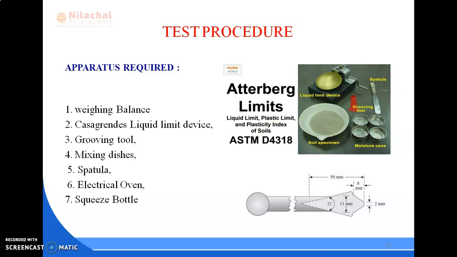So the Casagrande tool cuts a groove 2 mm wide at the bottom, 11 mm wide at the top and 8 mm high, while the ASTM tool cuts a groove 2 mm wide at the bottom, 13.6 mm at the top and 10 mm deep. And the ASTM tool is used only for more sandy soils, where the Casagrande tool tends to tear the sides of the groove. So as per our requirement, we use the grooving tool. This is a grooving tool. So as per our requirement, we choose any one.